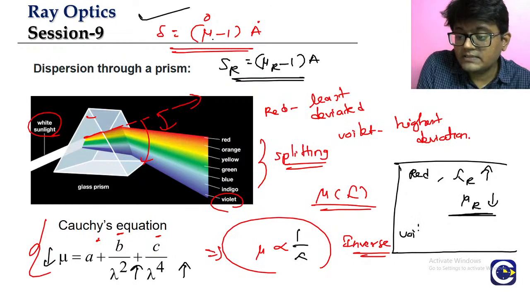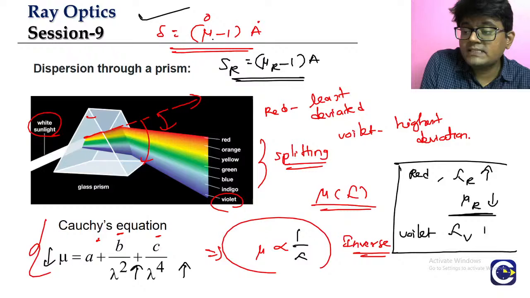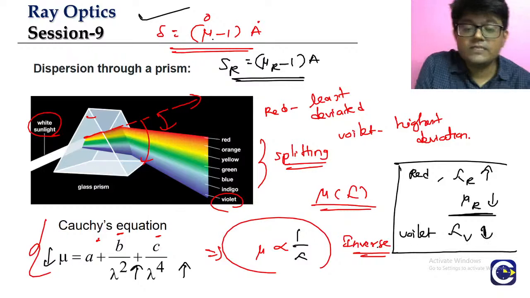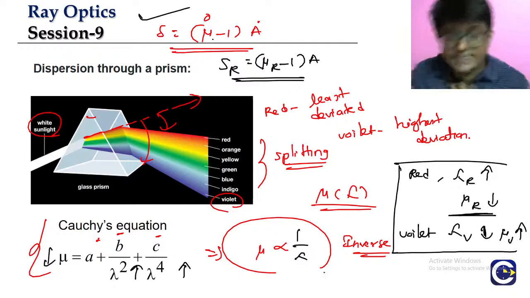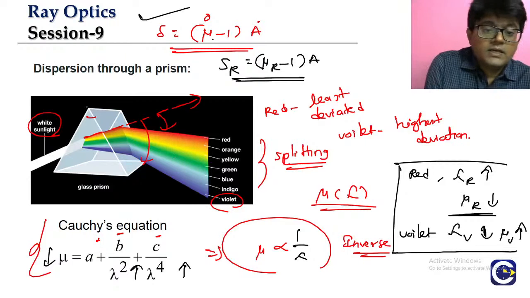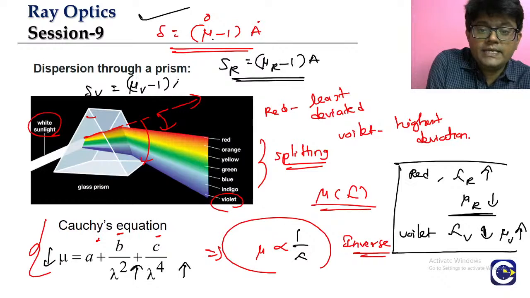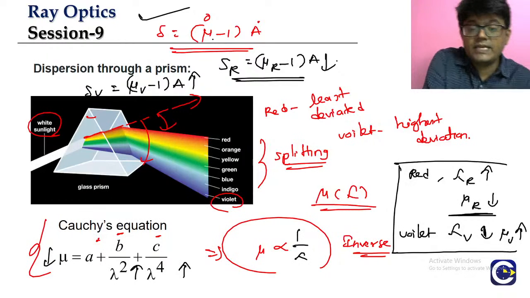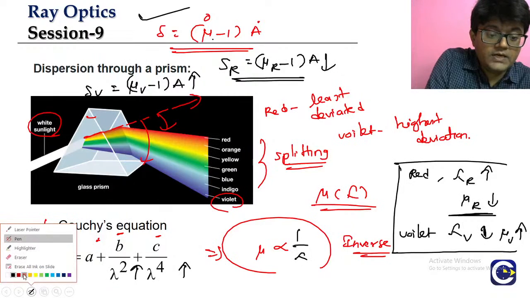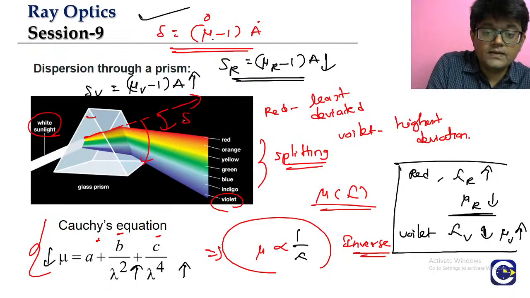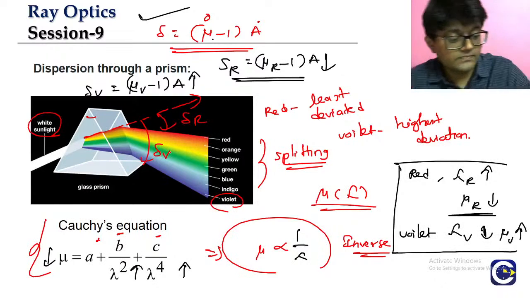For the violet, the other extreme, lambda is the least value. When lambda is least, mu violet will be highest. So delta violet will be what? Mu violet minus 1 into A. So this is going to be highest. Red delta will be least. That is why here this is delta R, right? This delta R least. This is delta violet. Okay.